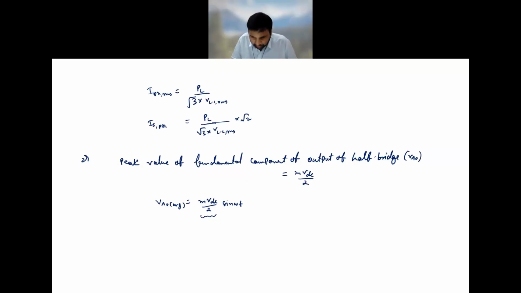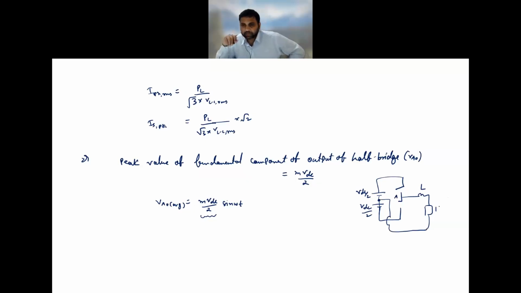So from M VDC by 2, we can easily calculate VDC, which is our output voltage. In the case of the half bridge, this is the VDC I'm talking about. Let's say this is A, this is the fictitious O point, this is VDC by 2, and this is VDC by 2, and this is my load L and R, which was this.